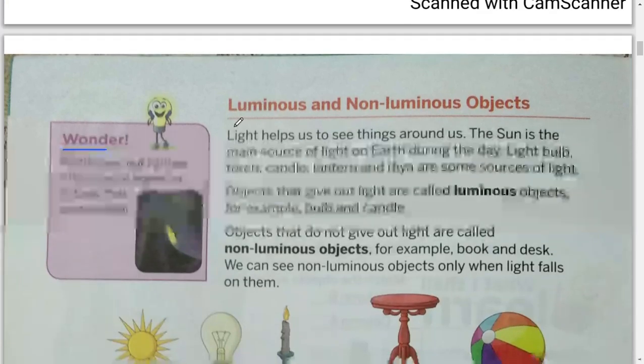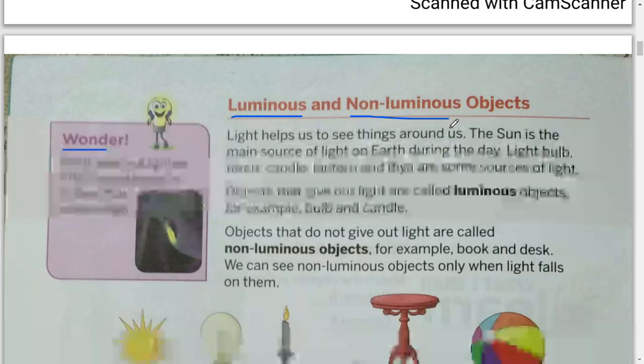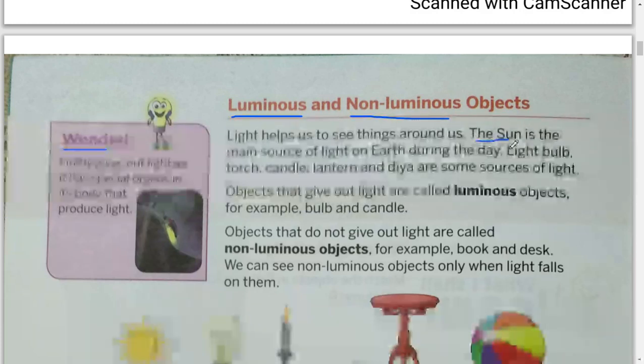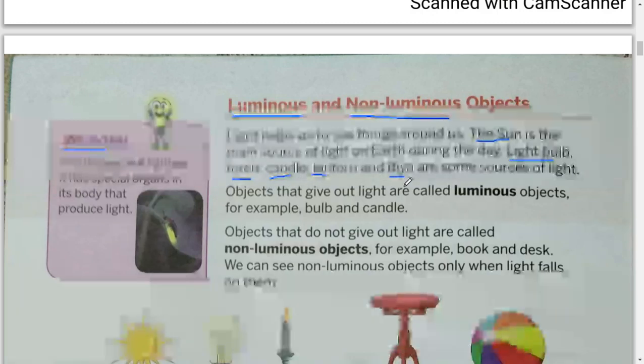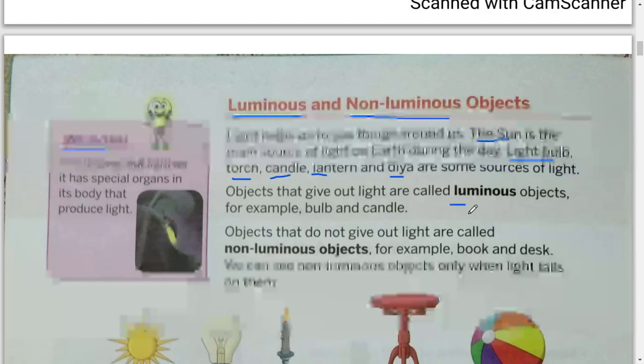Luminous and non-luminous objects. Light helps us to see things around us. The sun is the main source of light on Earth during the day. Light bulb, torch, candle, lantern, and diya are some sources of light. Objects that give out light are called luminous objects.